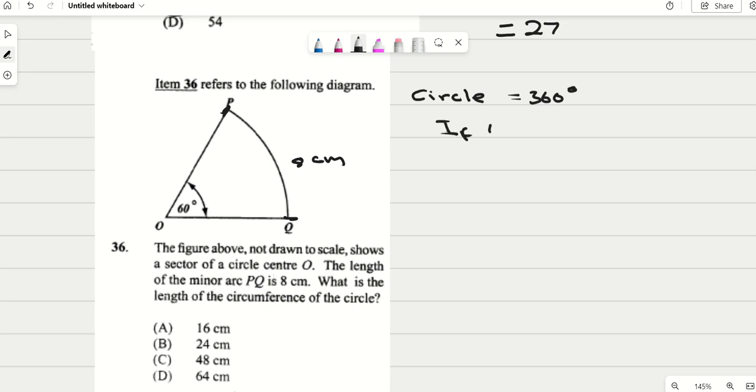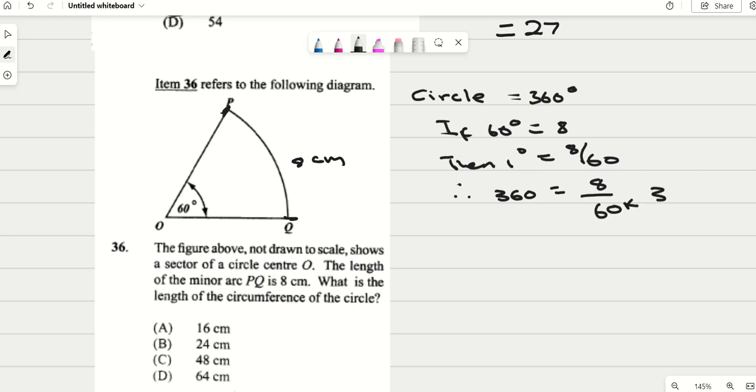So if 60 degrees is equal to 8, then 1 degree would be 8 over 60. Therefore, 360 would be equal to 8 over 60 multiplied by 360 over 1. 60 into 60 is 1, 60 into 360 is 6 times. And 6 8s are 48. So my answer would be C.